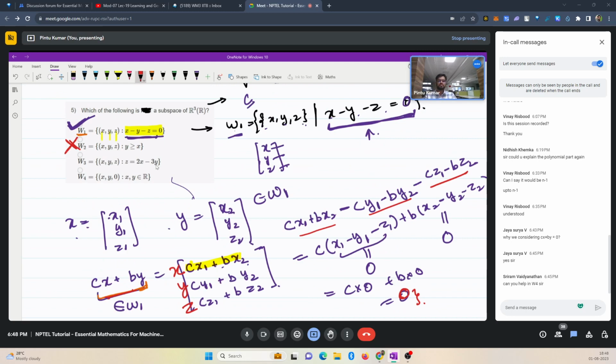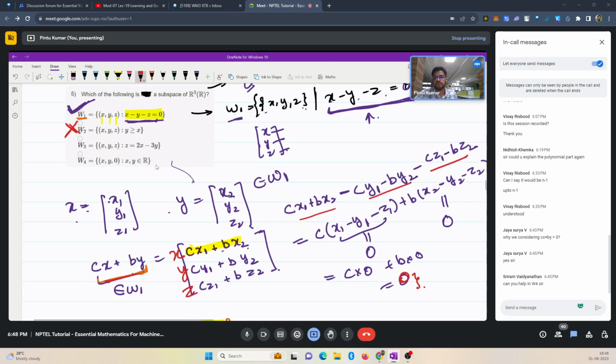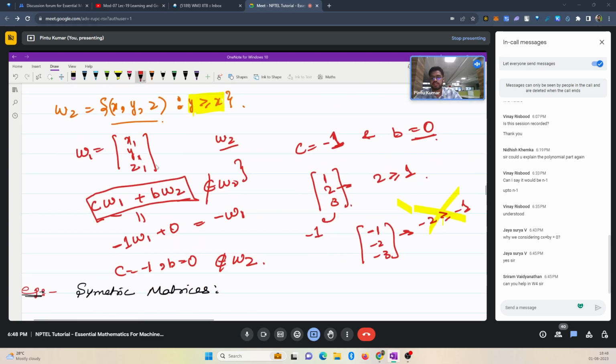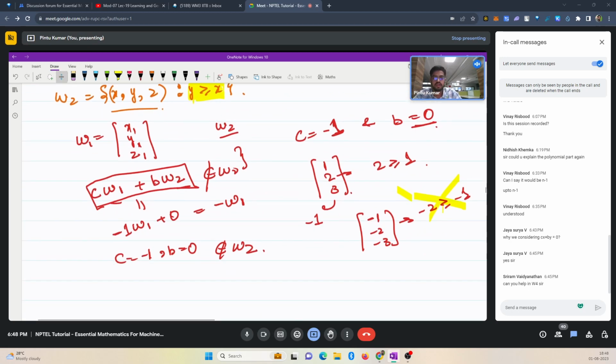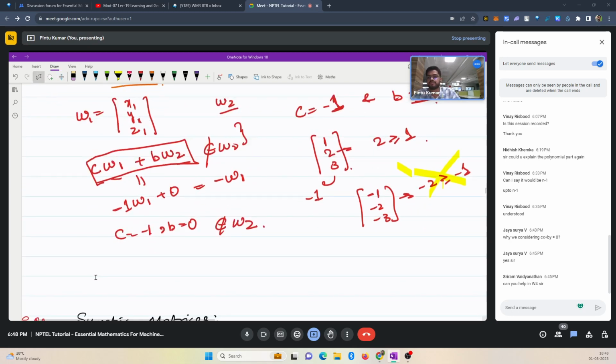Okay. Now Sriram asked for W4. I hope the second example was clear. If there is any doubt, you can type. I'll solve W4 in the meanwhile.